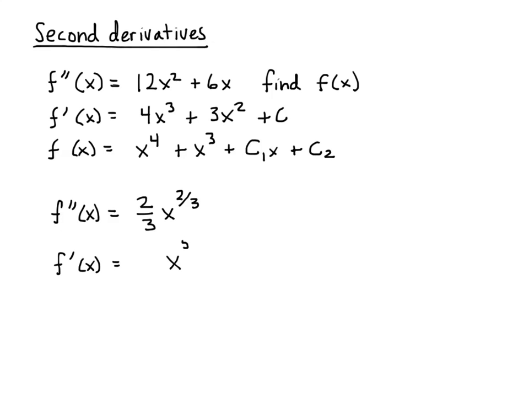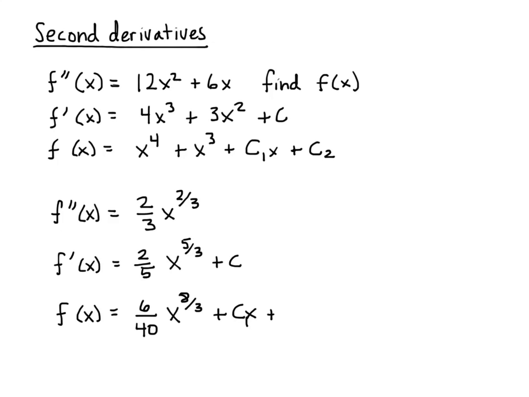So as a second example here, if I take the antiderivative of 2/3 x to the 2/3, I'm going to get 3/5 x to the 5/3. So take the derivative of this and you get 3/5 times 5/3 x to the 2/3. And so when you simplify that, you get that original 2/3. And here's my integration constant. And then I'm going to take the antiderivative again.